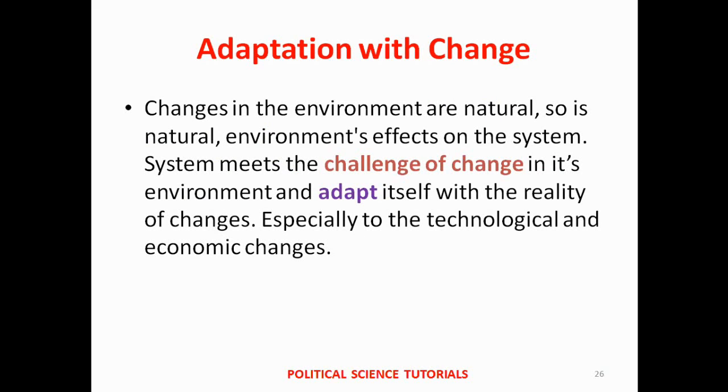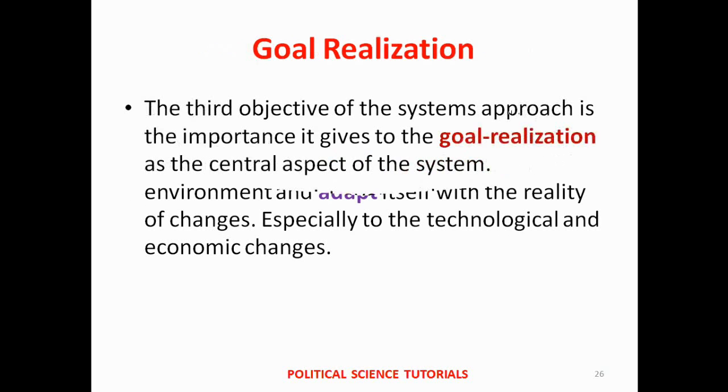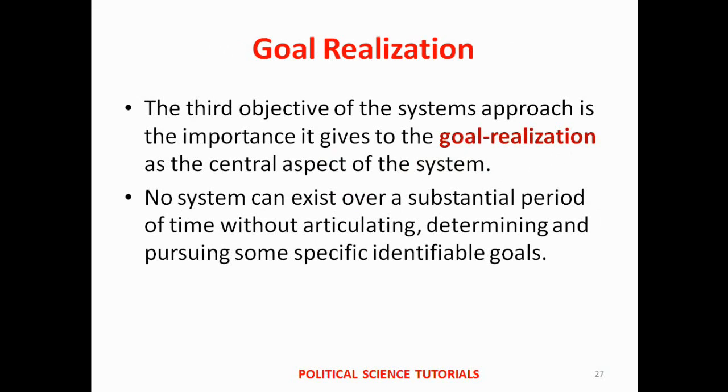The second objective is adaptation with change. Change is the law of nature, we know. The environment in which the political system is working is also not an exception. And the change affects the system. This change is a challenge for the system also. It may be a threat to the persistence of the system. Usually technological and economic changes take place and systems face the challenge and adapt themselves to the reality.